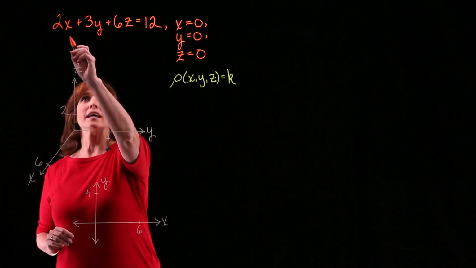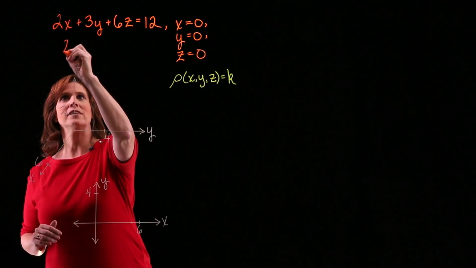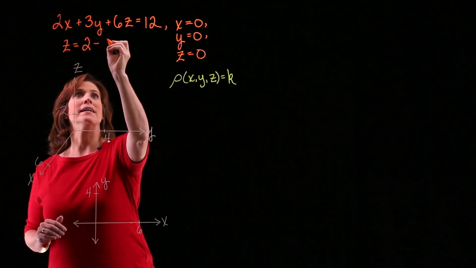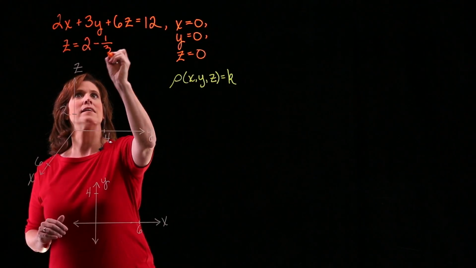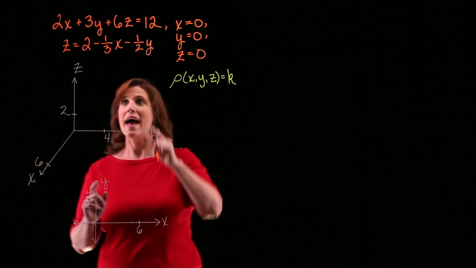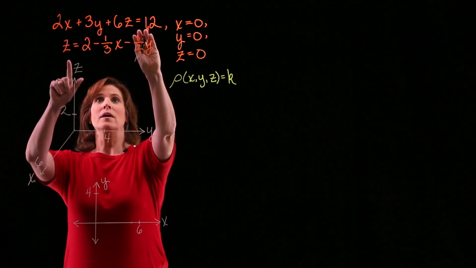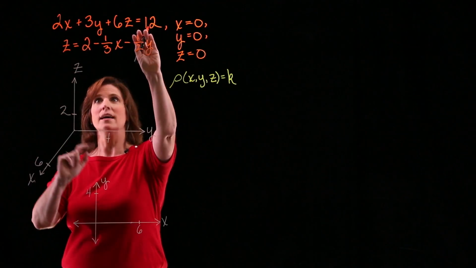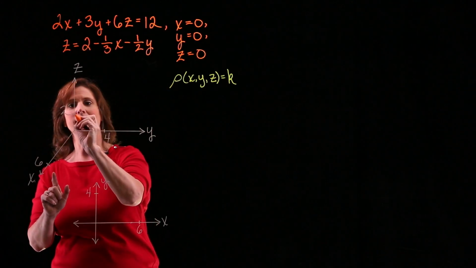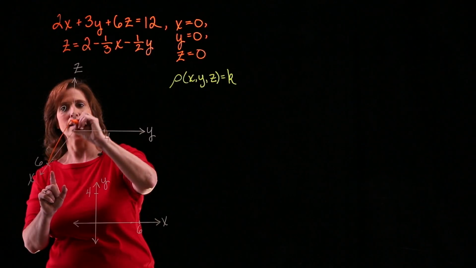So I know that I have the plane 2x plus 3y plus 6z equals 12. Let me solve that for z first of all. If I solve this for z, I'm going to end up with 2 minus 1/3 x minus 1/2 y. And looking at this, if I let y equals 0 in the xz plane, I'm going to have the line z equals 2 minus 1/3 x. That's going to give me a z-intercept of 2 and an x-intercept of 6. So I can draw in this line.